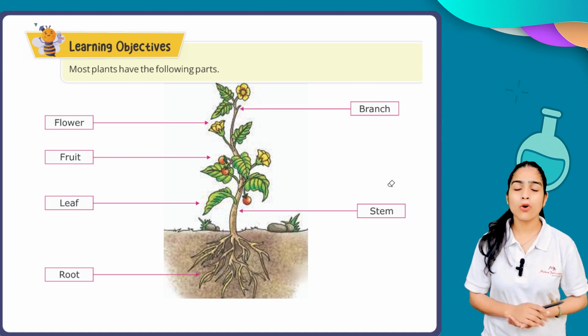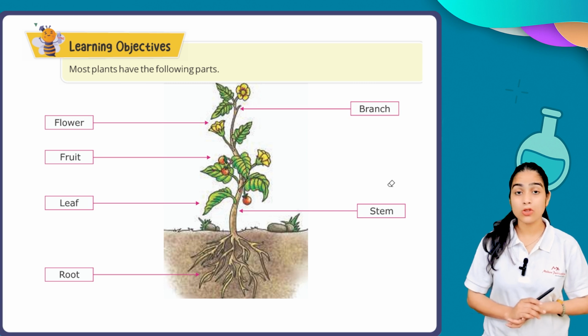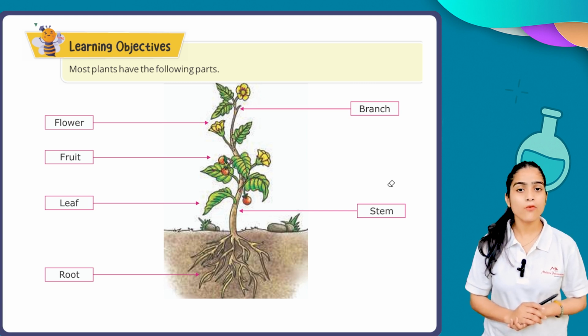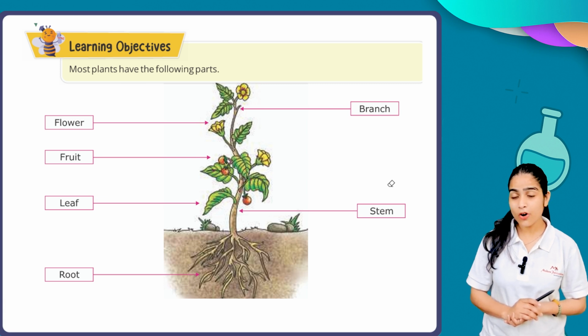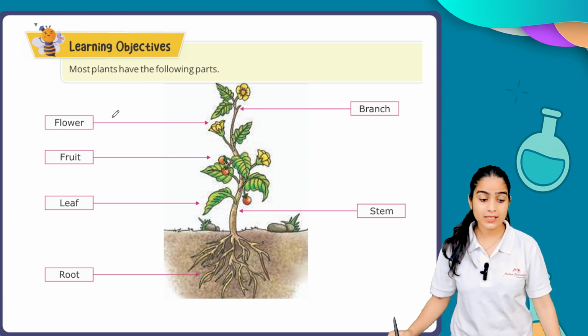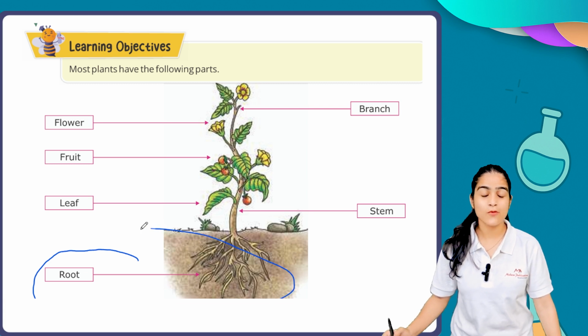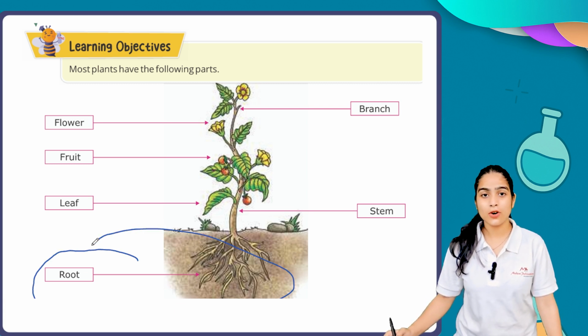But there is also one part we have which is not visible but plays a very important role. So what is that part of that plant? So that is your root. So all of you, are you able to see your roots? Well done. These are your roots.